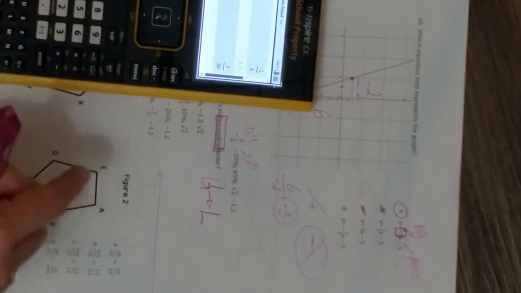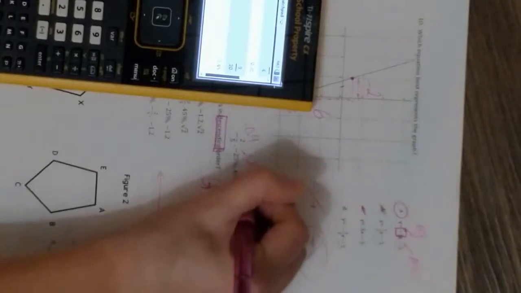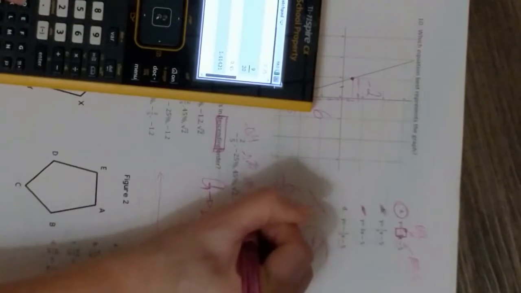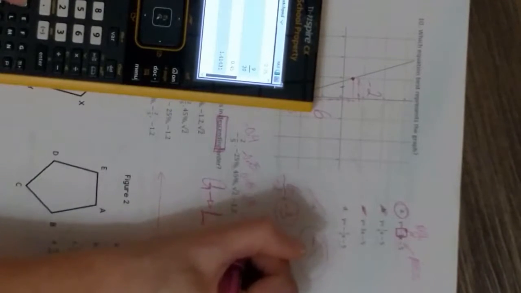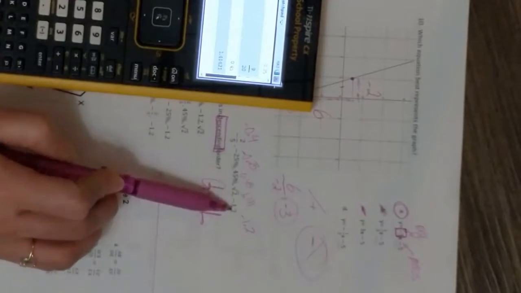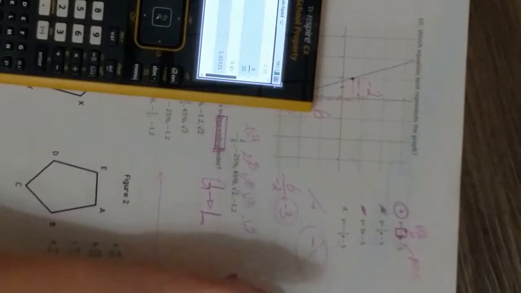45% is going to be 0.45. Square root of 2 is 1.41. And then we already have negative 1.2. It might be beneficial to count how many numbers you have. So 1, 2, 3, 4, 5. That way I know on my number line I'm going to need 5 numbers.